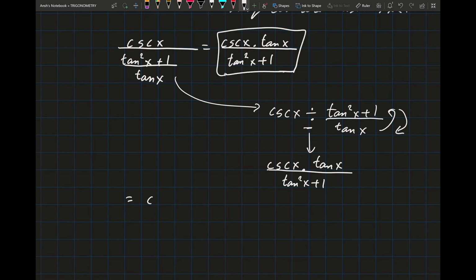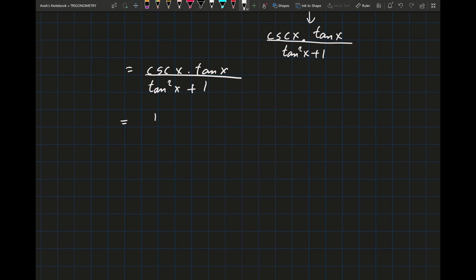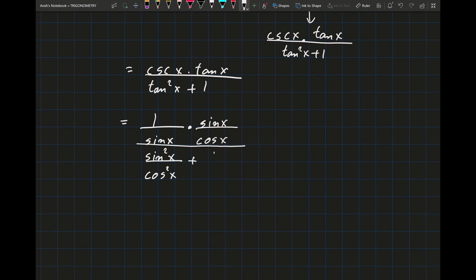Now at this point we are stuck. We can't solve any further. So what we can try and do is convert everything into the form of sine and cos. Remember, those are the basic functions. So I can write cosec x as 1 over sine x, and I can write tangent x as sine x over cos x. And tangent square x can again be written as sine square x over cos square x plus 1.